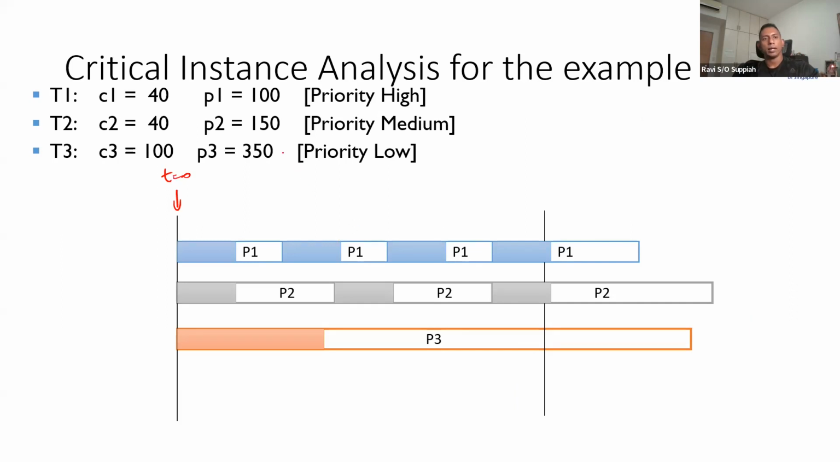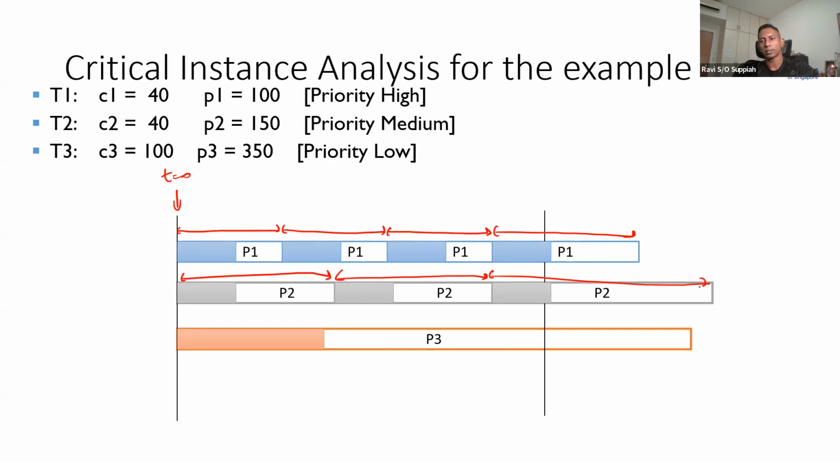task 1 has a periodic interval of 100. So this is 1 interval, 2 interval, 3 interval, and the 4 interval. Task 2 has a periodic interval of 150. So this is the first, the second, and then the third one. And similarly, task 3 has a periodic interval of 350. So this is the whole interval.